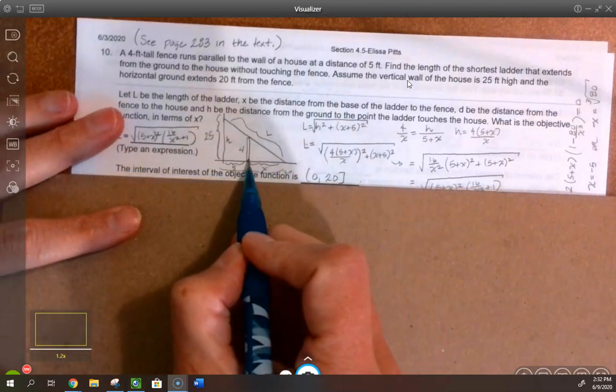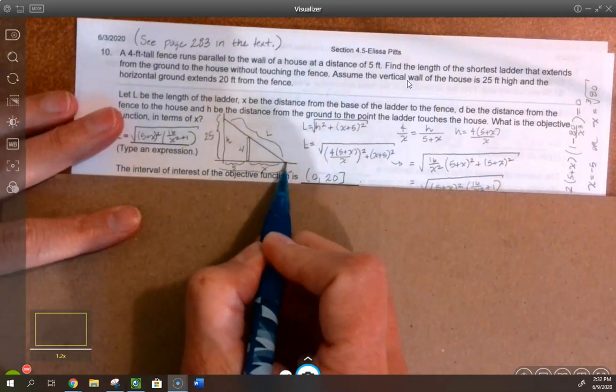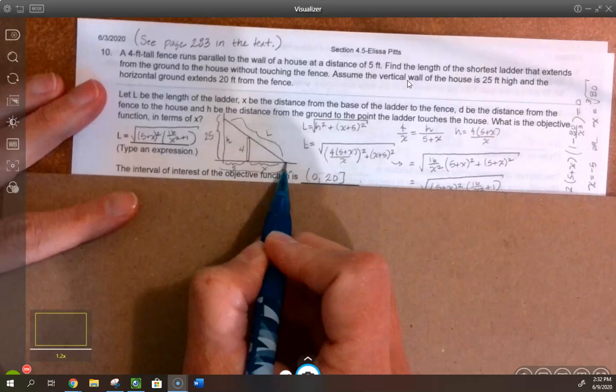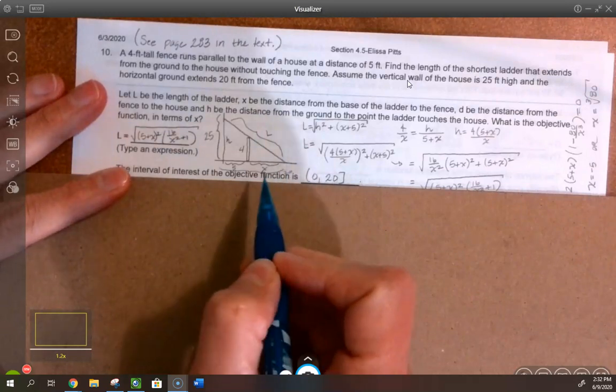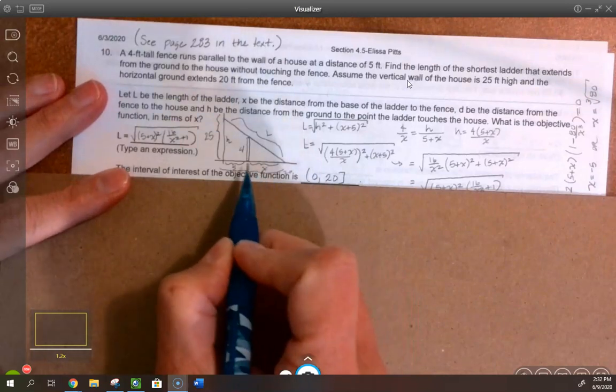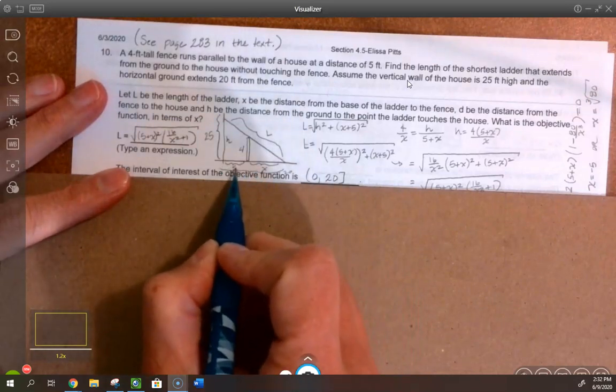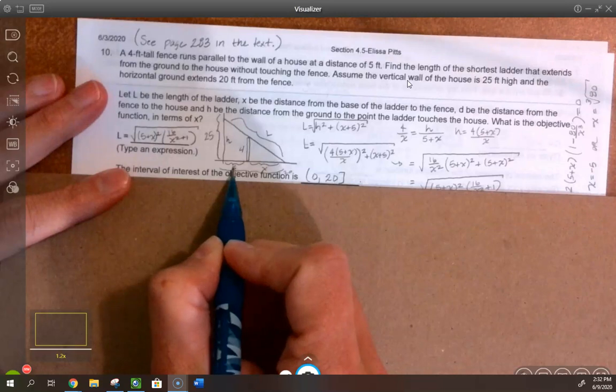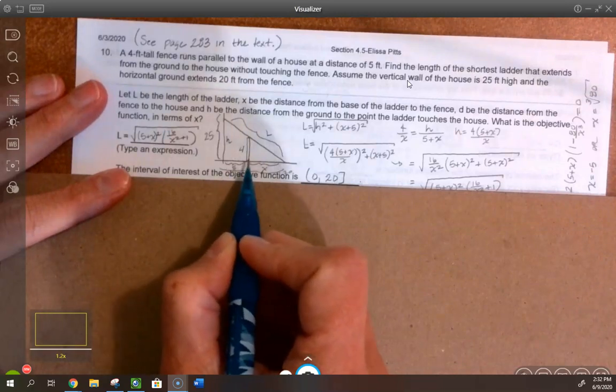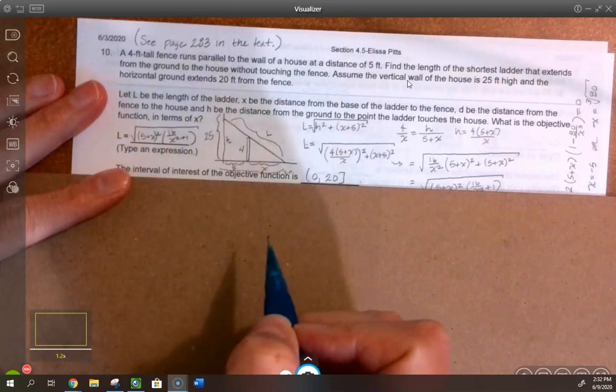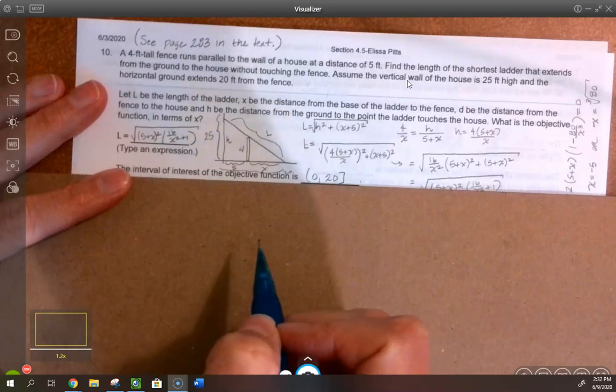So x is the distance from the base of the ladder to the fence. Let D be the distance from the fence to the house. I don't think you need D in this problem anywhere, but you could label this as D. They told us that D is equal to 5, and the fence is not going to move, so that's always going to be 5. So you can put in 5 there. You don't need that D.